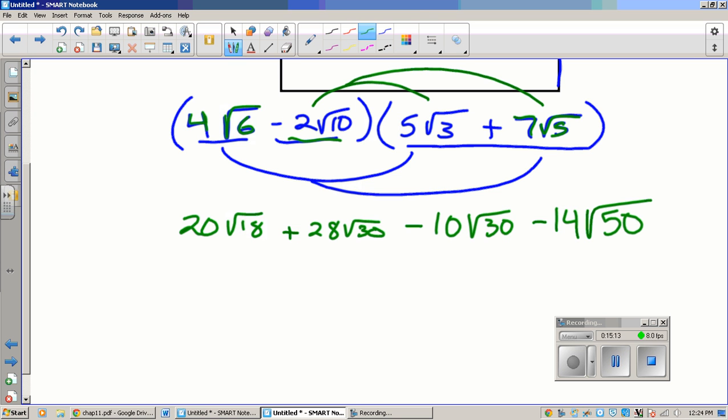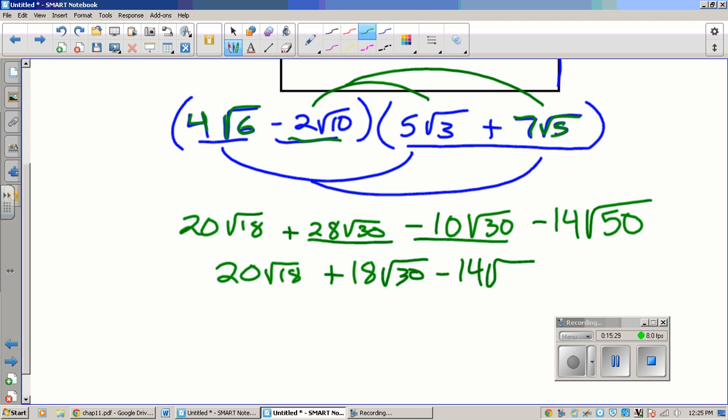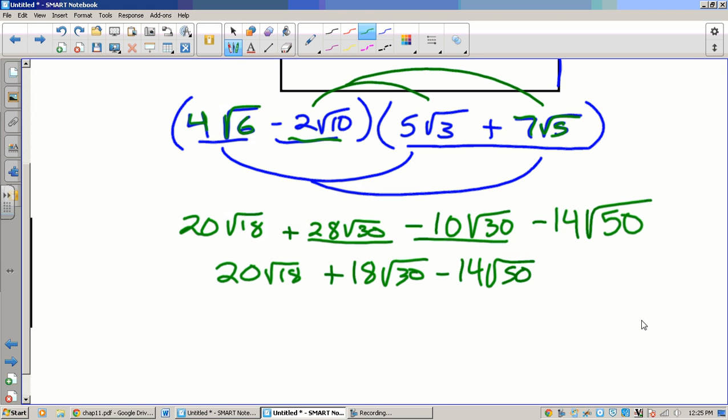Well, almost last thing. You've got 20 radical 18. 28 minus 10 is 18, positive 18. So I combine these two: radical 30 minus 14 radical 50. You're almost done. So the last thing you have to do is make sure that these are all simplified.